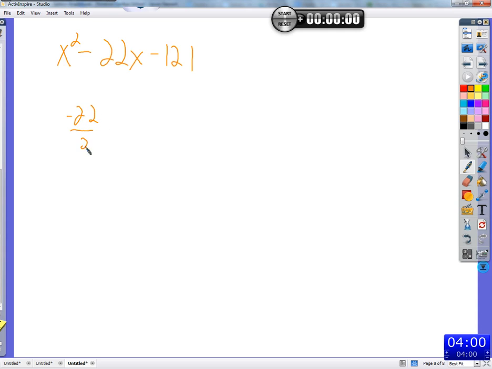-22, so to get that, it'd be x minus one. It's -11. What do we do with that? Then you take it times itself. This isn't 11, this is -11. -11 times -11, so it's positive 121.